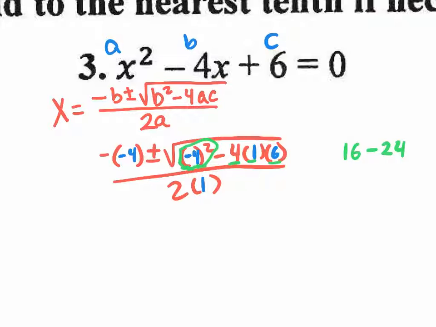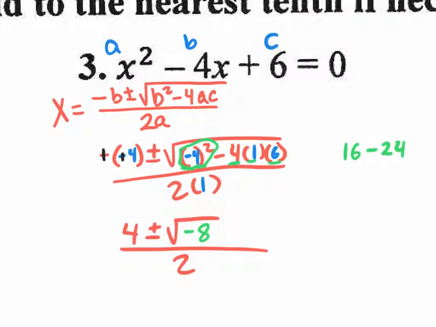So let me rewrite everything. I have a positive 4 out here because the minus minus changes to plus plus. It's over with the plus or minus and the square root. And inside the square root, I might as well do the 16 take away 24. What's 16 take away 24? Negative 8, and 2 times 1 on the bottom is 2.